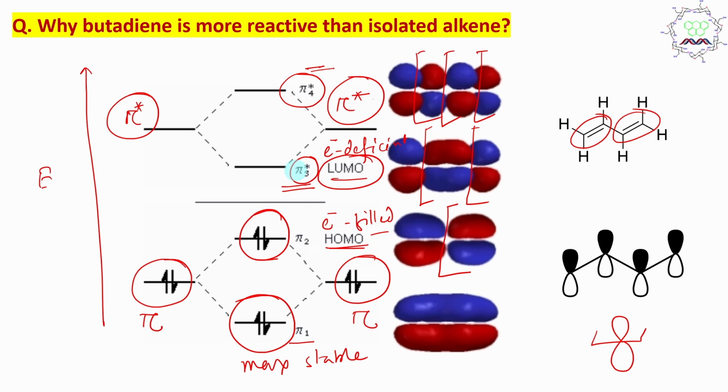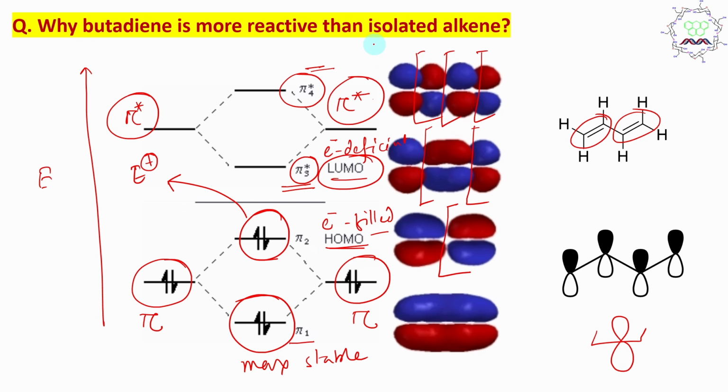Now if you look at the HOMO case, remember, the higher the energy of the HOMO, the more the reactivity. The lower the energy of the LUMO, the reactivity is also more, because you are giving electron to someone. If your electron already has sufficient energy, this donation is far better. So this is the conceptual clarity of butadiene.